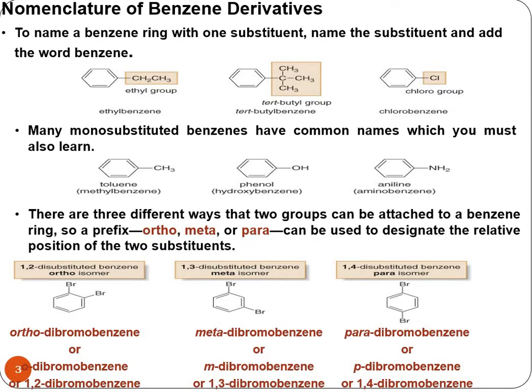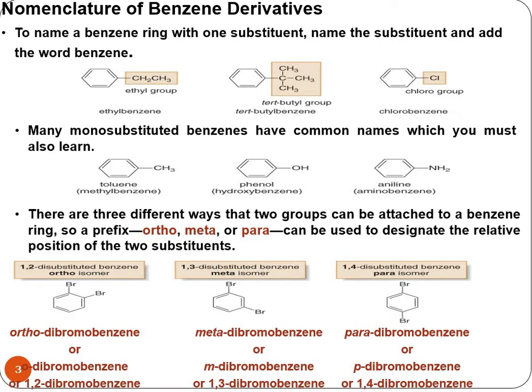Toluene, phenol, aniline. There are three different ways that two groups can be attached to a benzene ring. So the prefixes ortho, meta and para can be used to designate the relative position of the two substituents. 1,2 disubstituted benzene, ortho isomers; 1,3 disubstituted benzene, meta; and 1,4 disubstituted benzene, para.